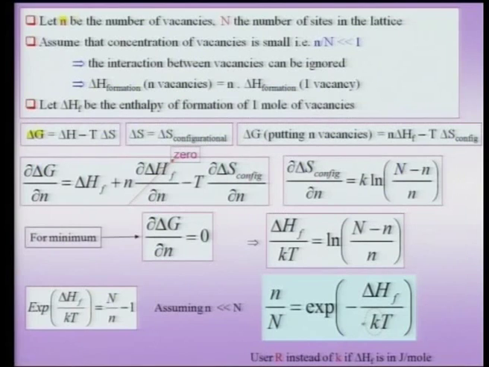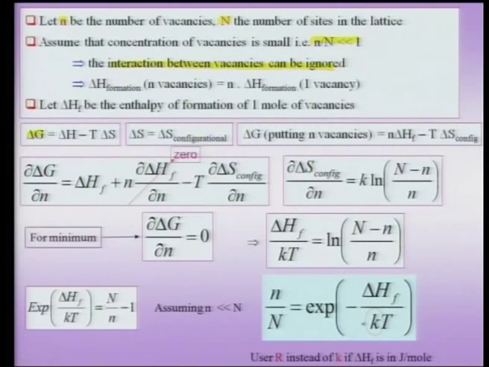So, let us calculate the number of vacancies which are stabilized at any temperature T. So, let n be the number of vacancies and N be the total number of sites in the lattice, and we will typically start with configurations wherein the vacancy concentration is much less than 1. For such an assumption we will assume that the vacancies are far apart, and therefore the interaction between vacancies can be ignored. That means delta HF is not a function of the concentration of vacancies.